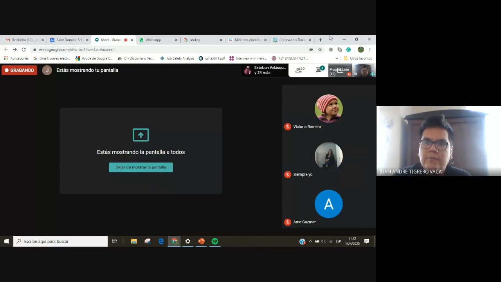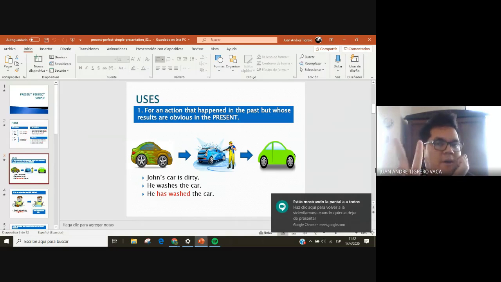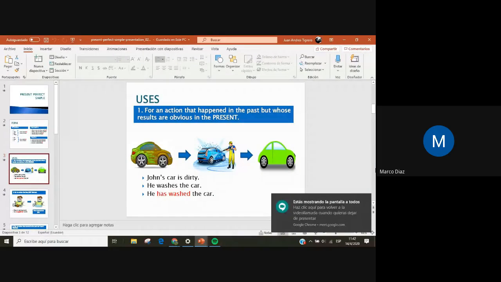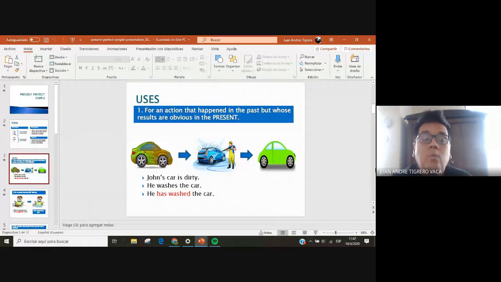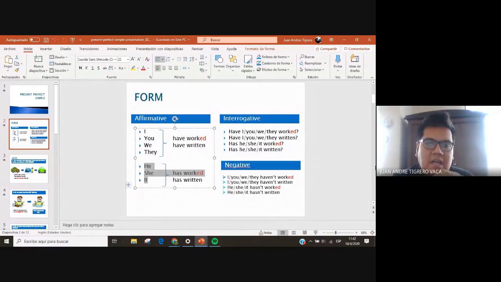So the auxiliary verb we use in the present perfect, what were the auxiliary verbs? There are two. Have or has, depending on what? On the subject. Exactly. So that's the key to complete the exercise in Aula Virtual.